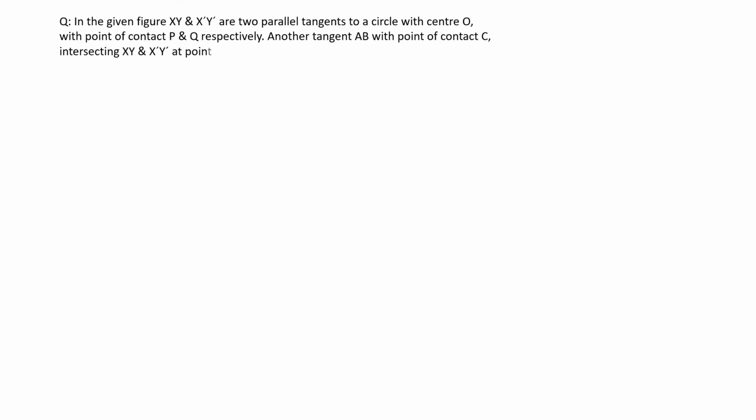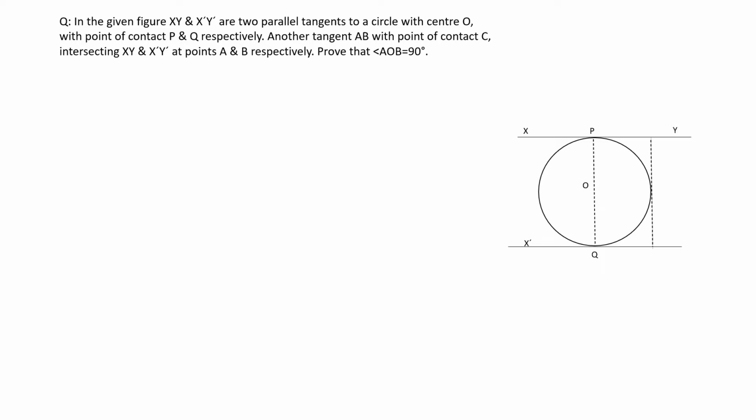In the given figure, XY and X'Y' are the two parallel tangents to the circle with center O, with points of contact P and Q respectively. Another tangent AB with point of contact C intersects XY and X'Y' at points A and B respectively. Prove that angle AOB equals 90 degrees.